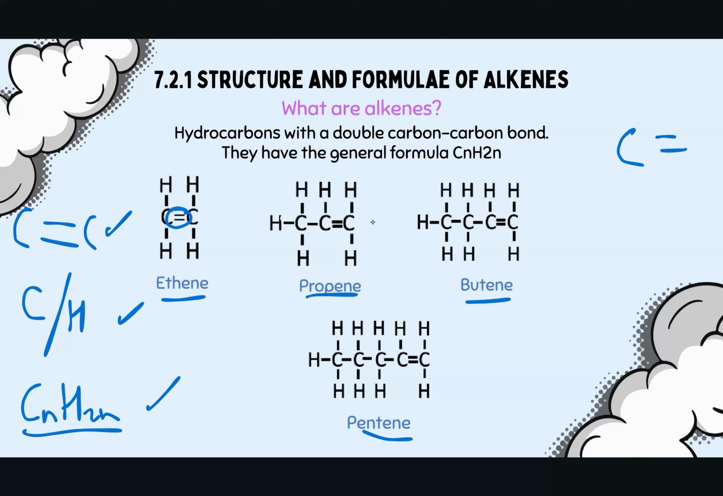Now, notice here that they've put the double bond here. You can also put the double bond here. In butene, you could put the double bond here or you could put it here, but only one double bond goes in each one. In pentene, you could have put the double bond here, here, or here. So the double bond can go anywhere within the molecule.